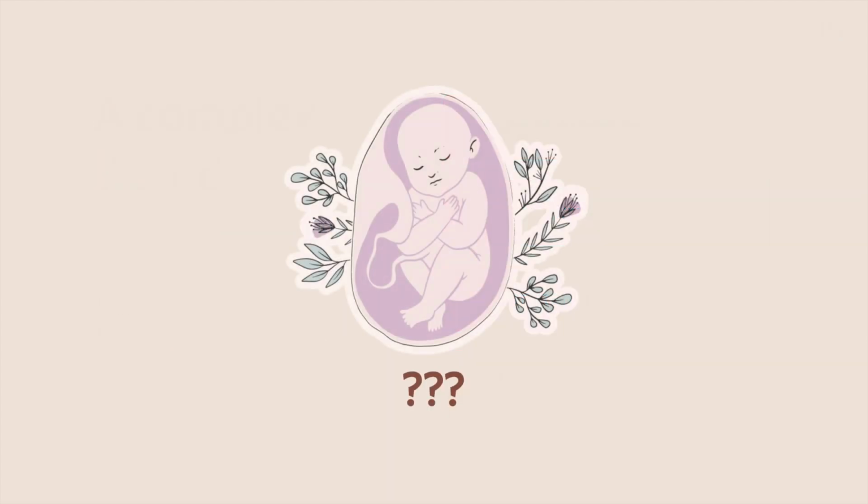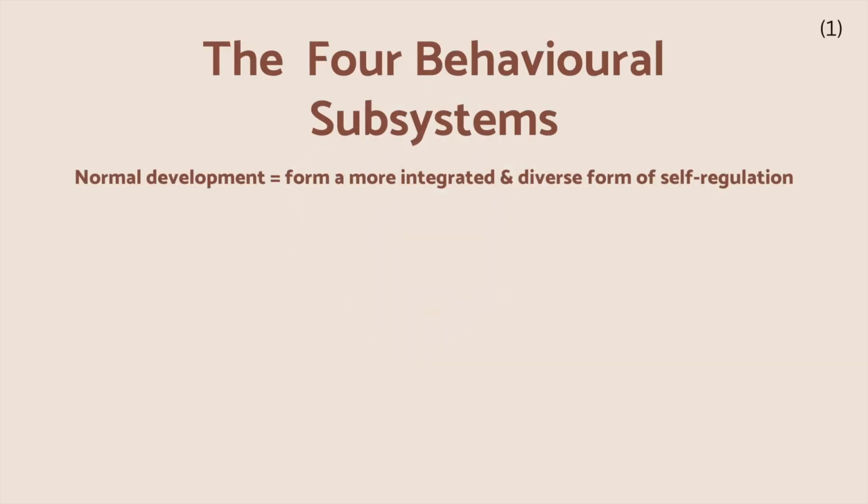So let's take a step back. We know that NAS is bad and we know it leads to signs and symptoms that are diverse, but why? And what even are these different signs and symptoms? Well, to understand that, we need to understand what normal development looks like. In normal development, one forms a more integrated and diverse form of self-regulation as they grow, a skill that is vital for both the baby and the mother to monitor both their own and the other's behavior and responses.